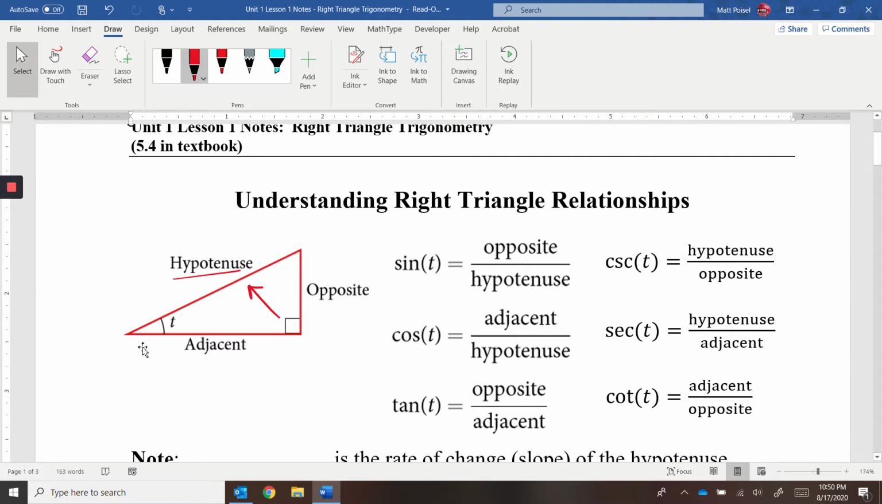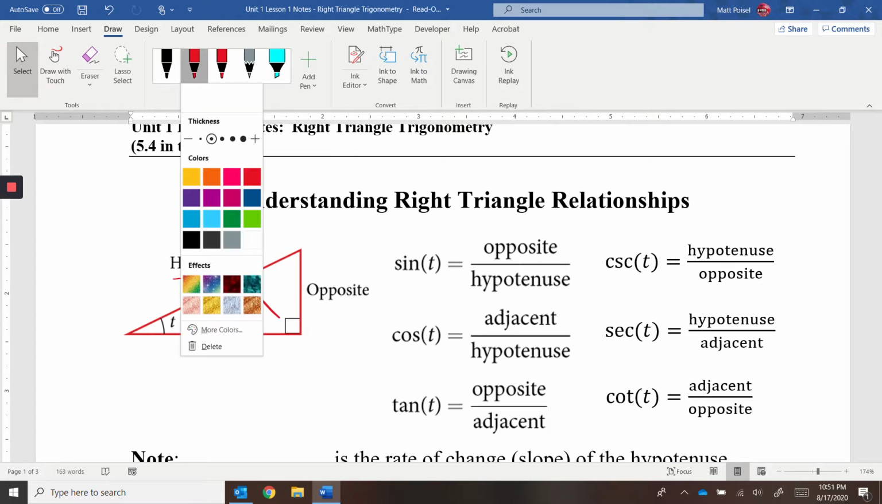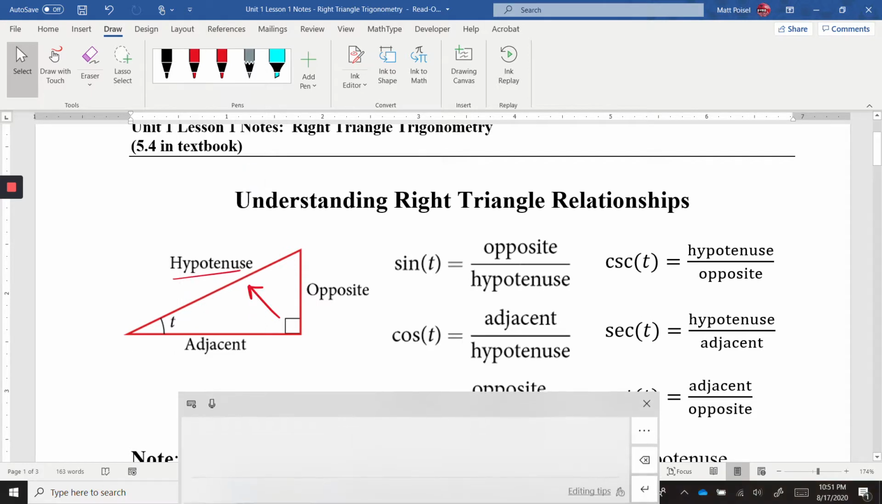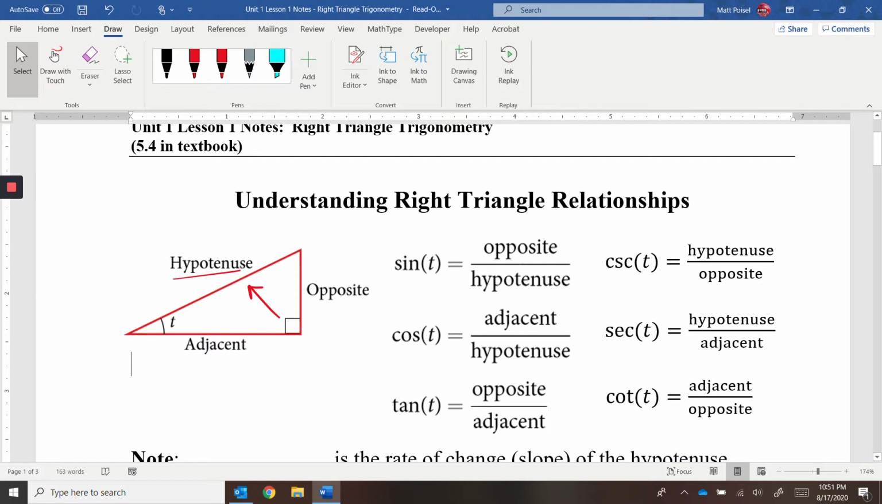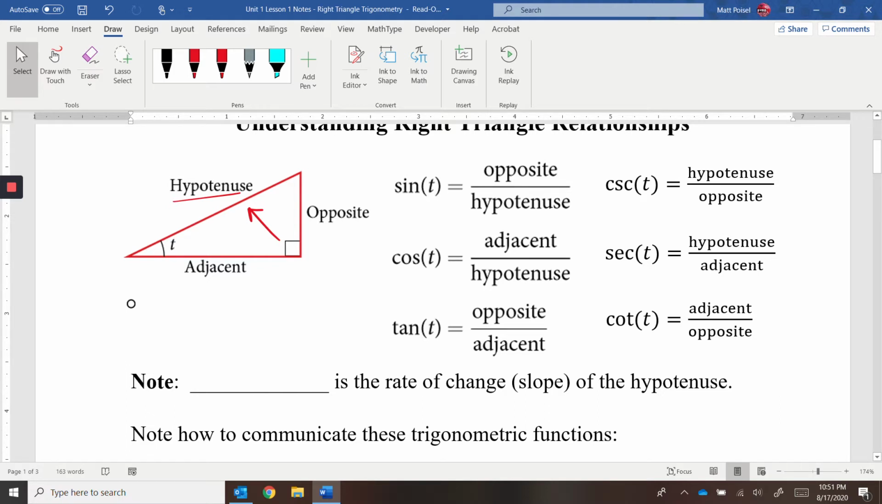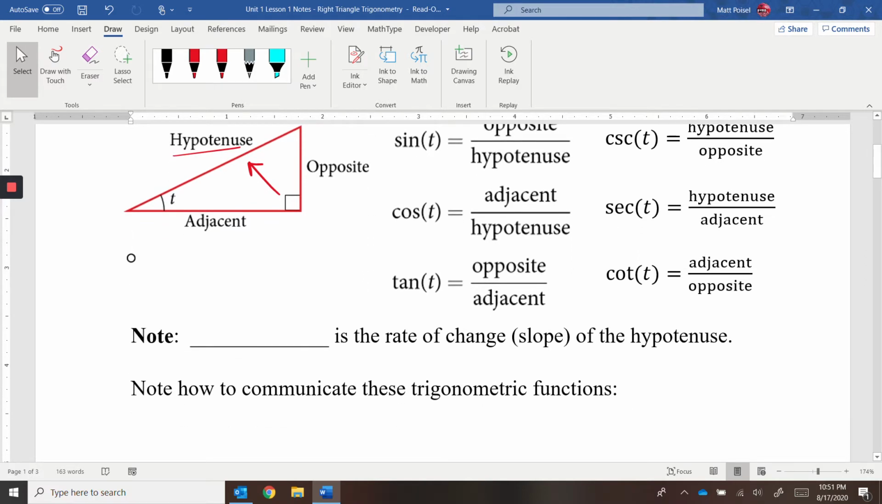So for example, if we're standing right here where this T is, then as we walk across the triangle, that's the opposite, and then the one right next to us is the adjacent. In terms of understanding some of these relationships, hopefully you already have them memorized, but remember sine is opposite over hypotenuse, cosine is adjacent over hypotenuse, and tangent is opposite over adjacent. And then the three on the right side are basically just the reciprocals of those. So cosecant is hypotenuse over opposite, secant is hypotenuse over adjacent, and cotangent is adjacent over opposite.